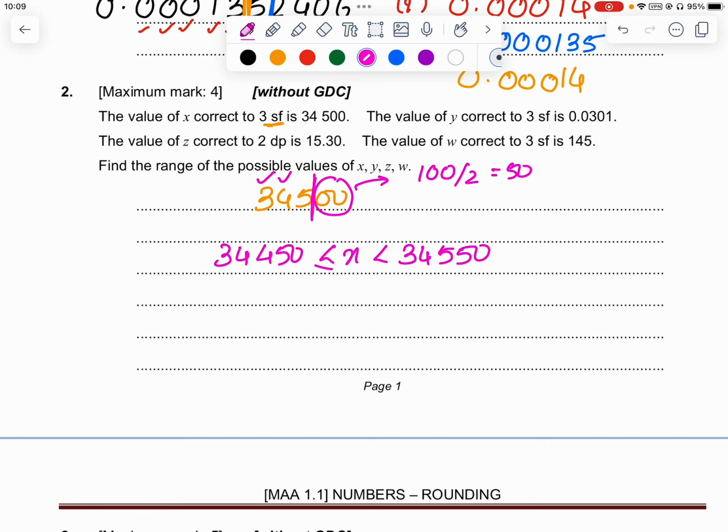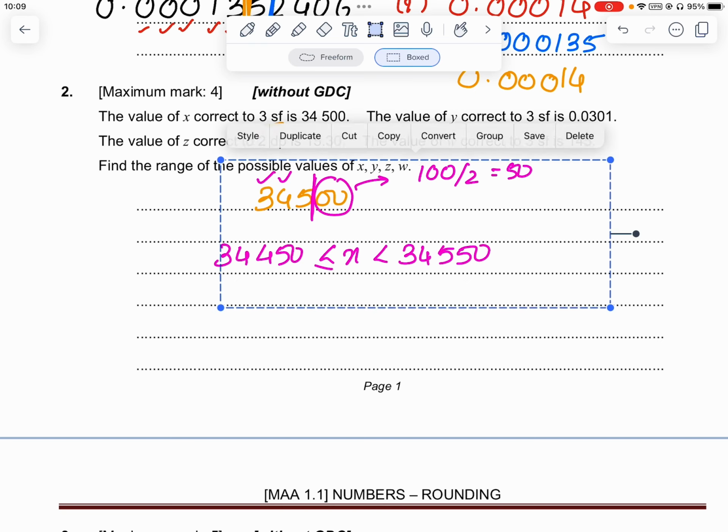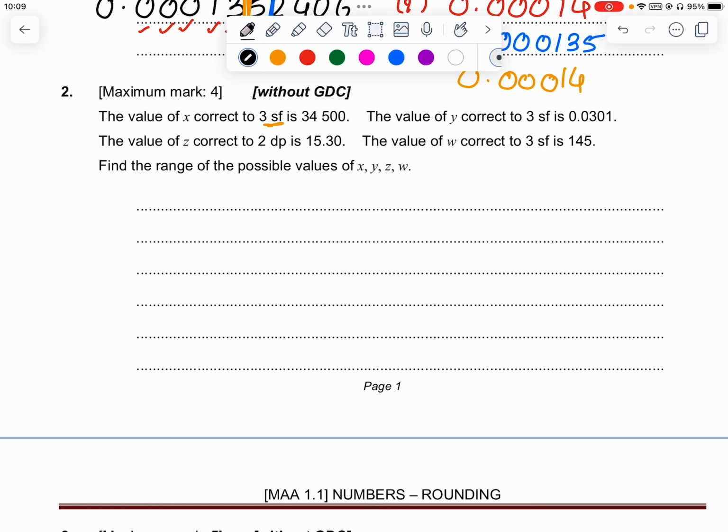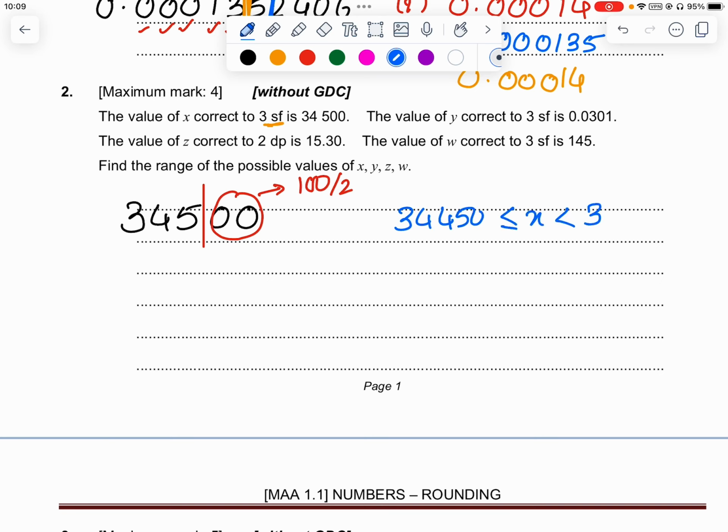So once again, let me do it once again over there. I have three significant figures, 34500. So what am I going to do? Draw a line after three numbers and this place is 100. So 100 divided by 2, so 50. So add 50 and subtract 50. So 34450 is less than or equal to x, which is less than 34550.